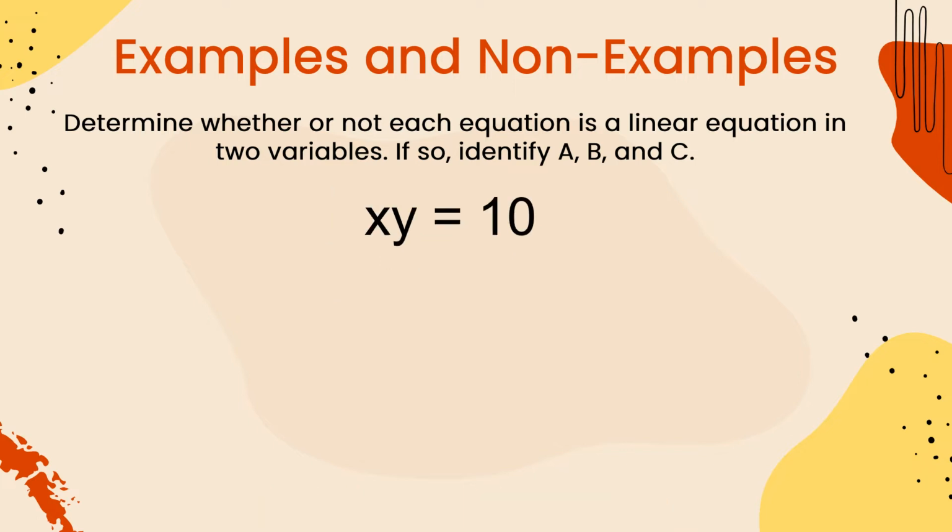Paano kaya itong kasunod? xy is equal to 10. Meron tayong x, meron tayong y, at meron din tayong c. Pero, si xy ay nasa loob ng isang term. So, hindi pwedeng nasa loob ng isang term ang dalawang variable kasi magsa-second degree na naman ang ating equation. Kaya nga siya linear, first degree lang siya ng equation. So, therefore, hindi ulit ito linear equation.